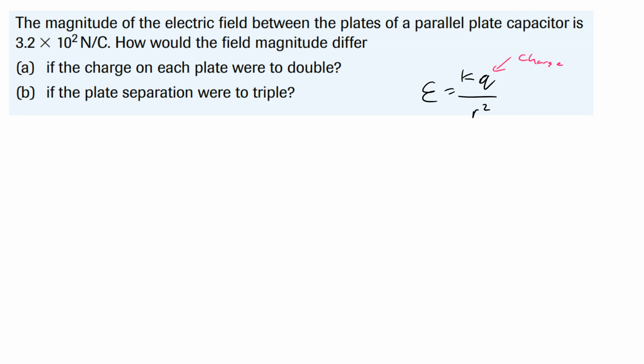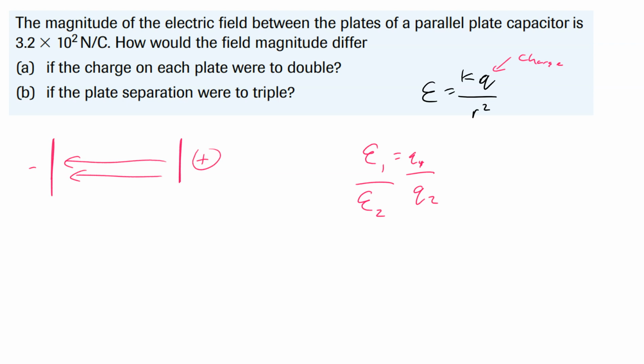So if you have two plates like this, and you have a negative end here and you have a positive end here, you know you're going to create an electric field this way. Now, if we were to increase the charge, well, that would affect the electric field. So you can see there's a ratio between, I'm going to say example 1 with the electric field and Q1, and field 2 and Q2.